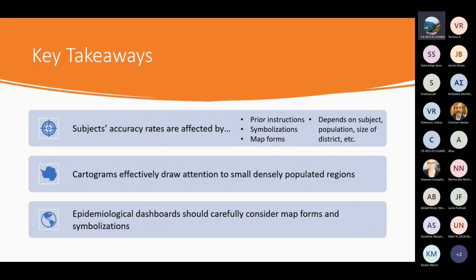For the key takeaways, I can say subject accuracy rates are affected by prior instruction, symbolization, and map forms, and depend on subject population and number of districts. Also, cartograms effectively draw attention to more densely populated regions regardless of accuracy. We also found that subjects prefer size when asked preference questions. And lastly, epidemiological dashboards should carefully consider map forms and symbolizations.